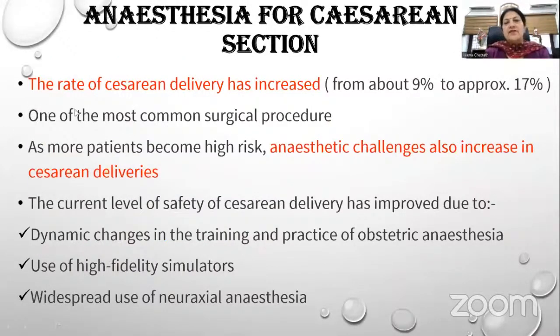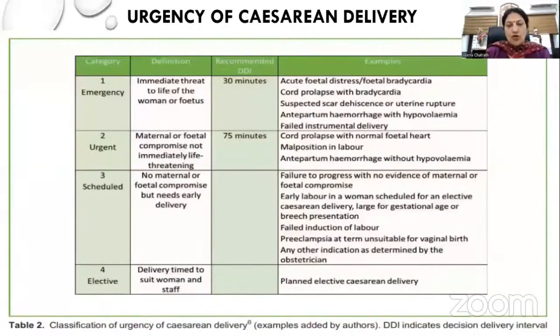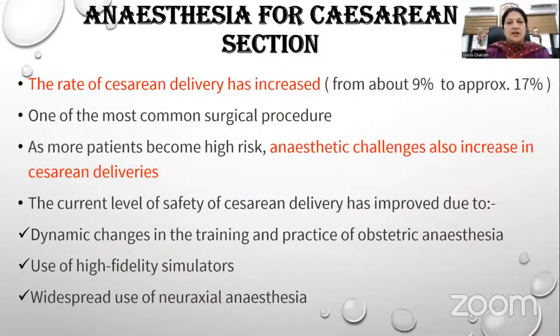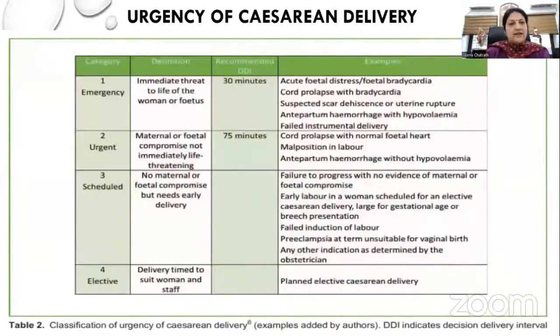The rate of cesarean delivery has dramatically increased in the past, and this is one of the most common surgical procedures done in obstetric patients. So as more patients become high risk, anesthetic challenges also increase in cesarean deliveries. The current level of safety of cesarean delivery has improved due to dynamic changes in the training and practice of obstetric anesthesia, use of high fidelity simulators for teaching and training of the PG students, and widespread use of neuraxial anesthesia. The Royal College of Obstetricians and Gynaecologists has divided cesarean section into 4 categories.